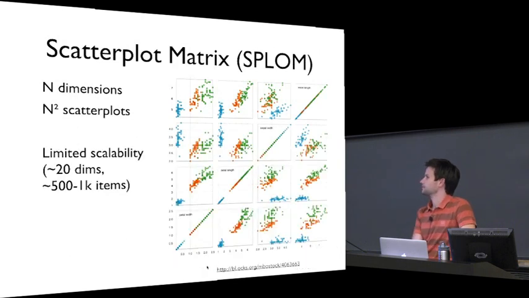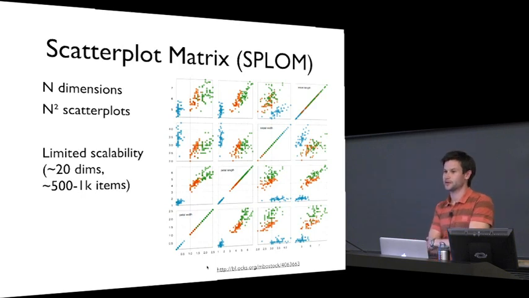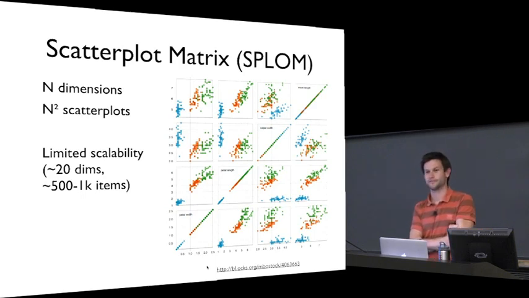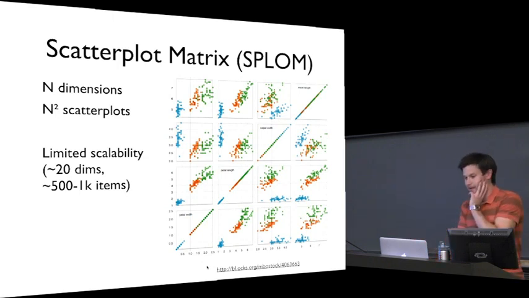Okay, the next powerful technique are scatterplot matrices. Who has seen that before? And that should be more people compared to parallel coordinates. Okay, only a few again.